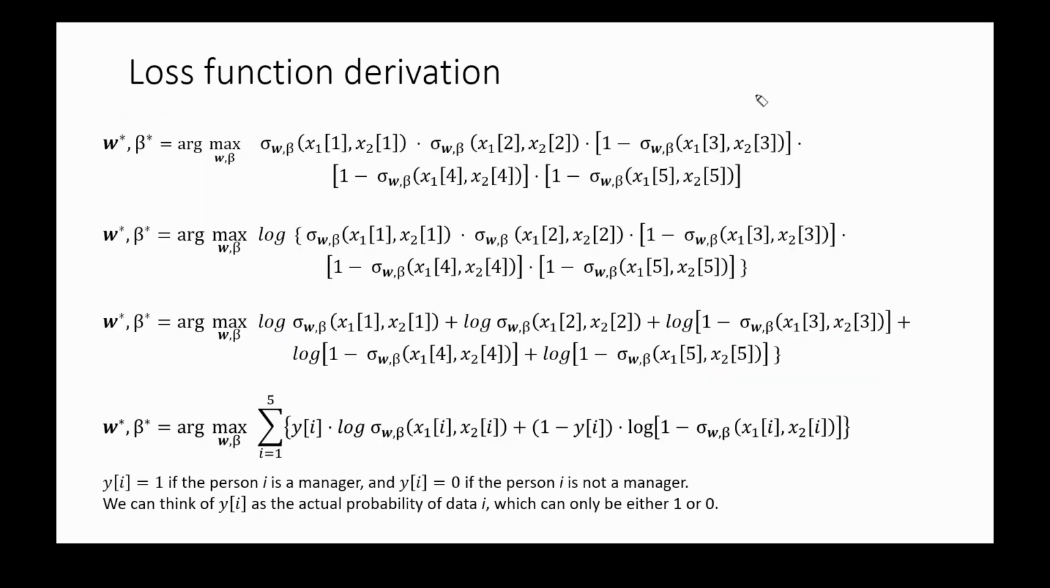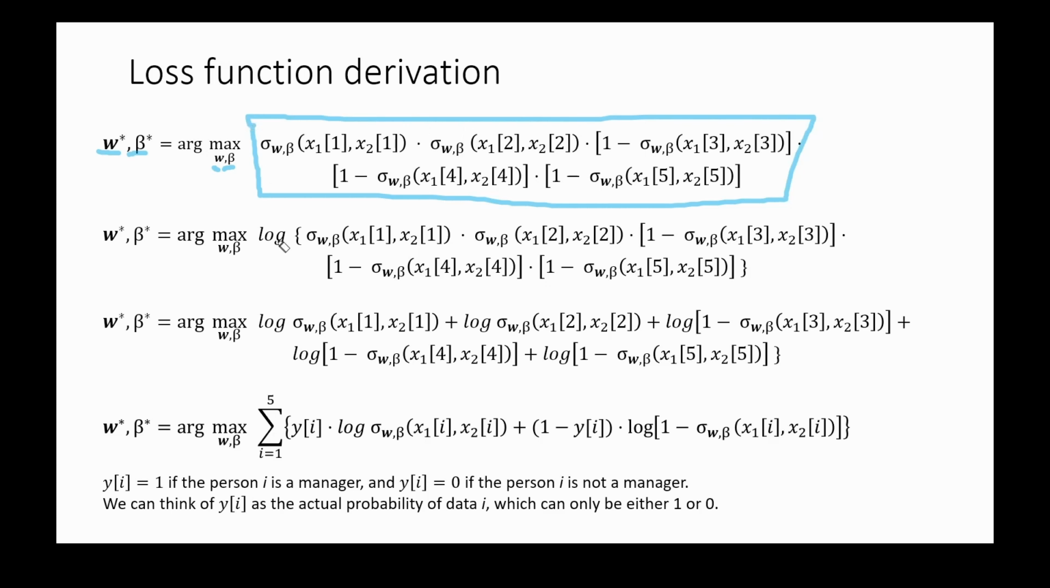After calculating the joint probability, intuitively we will want the optimum weights and optimum beta to be the weights and beta that maximize our joint probability. But we also know that the log function is a monotonically increasing function. Therefore, the optimum weights and optimum beta that maximize the joint probability are equivalent to the weights and beta that maximize the log of the joint probability.